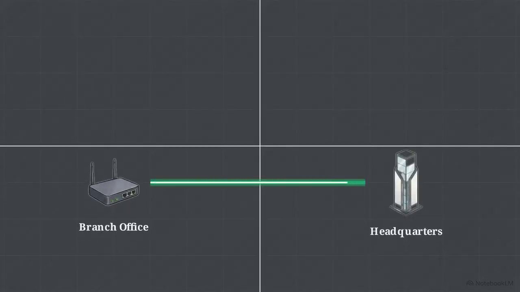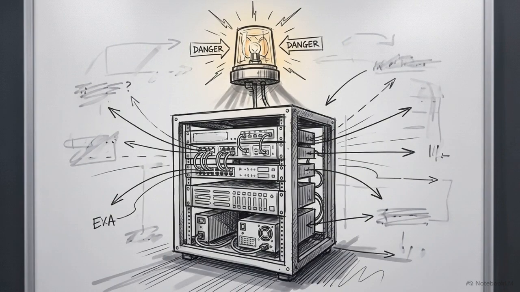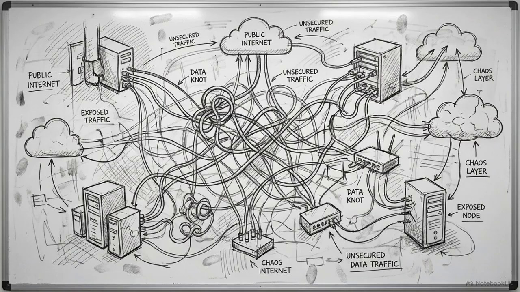A site-to-site VPN acts as a permanent, invisible cable linking two entire networks, like a branch office to headquarters. Meanwhile, a remote access VPN connects an individual user's device directly to that larger network. But both of these methods face the exact same problem. They have to route highly sensitive data through the completely open, chaotic infrastructure of the public internet.